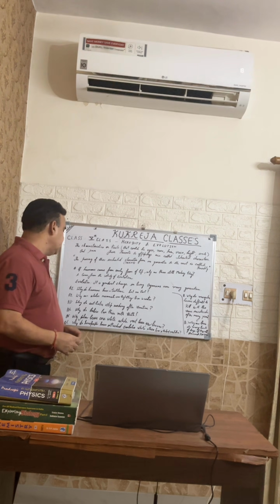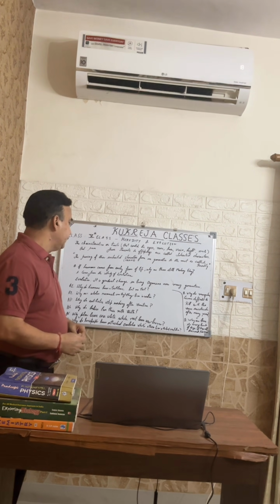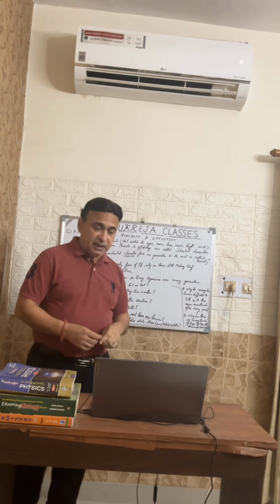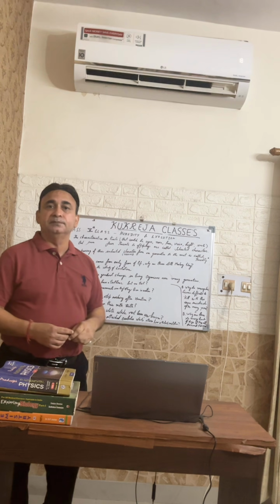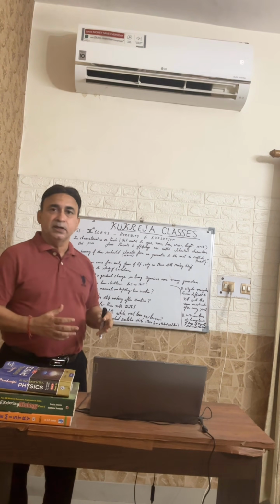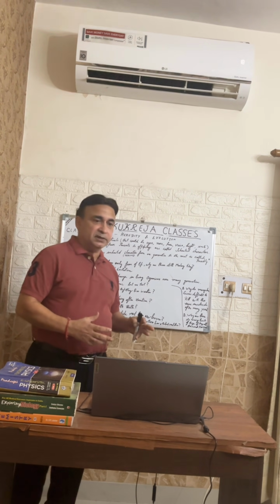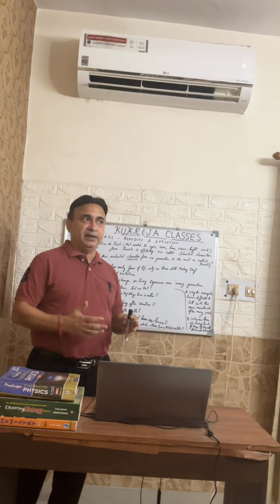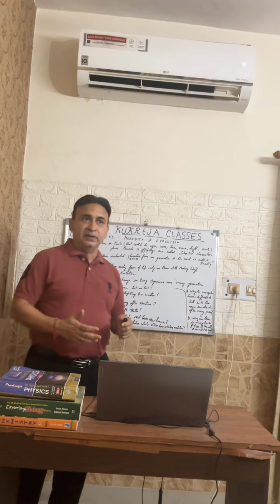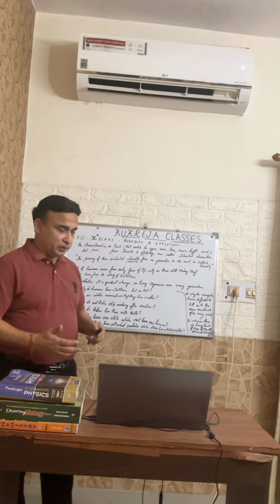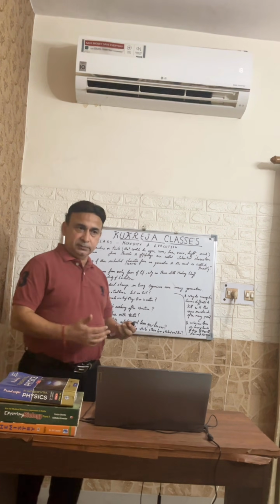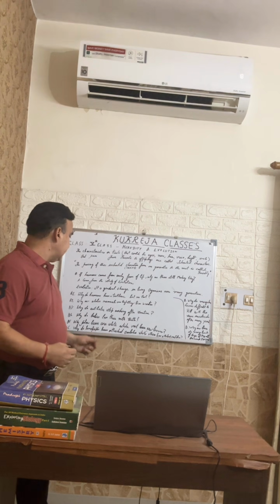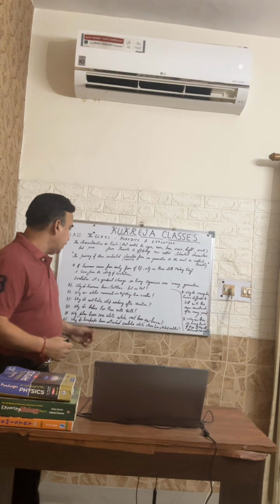And the next question is, why are polar bears white while the rest are brown in color? The reason is that polar bears live in snowy regions, and the white fur helps them blend into the snow and helps them in hunting. It also makes it harder for prey to see them. So this is the reason that polar bears are white.